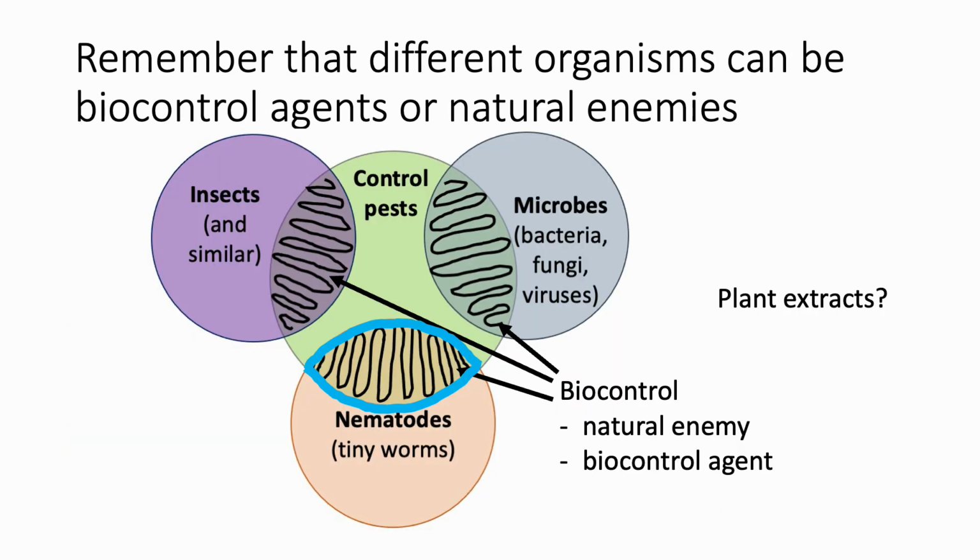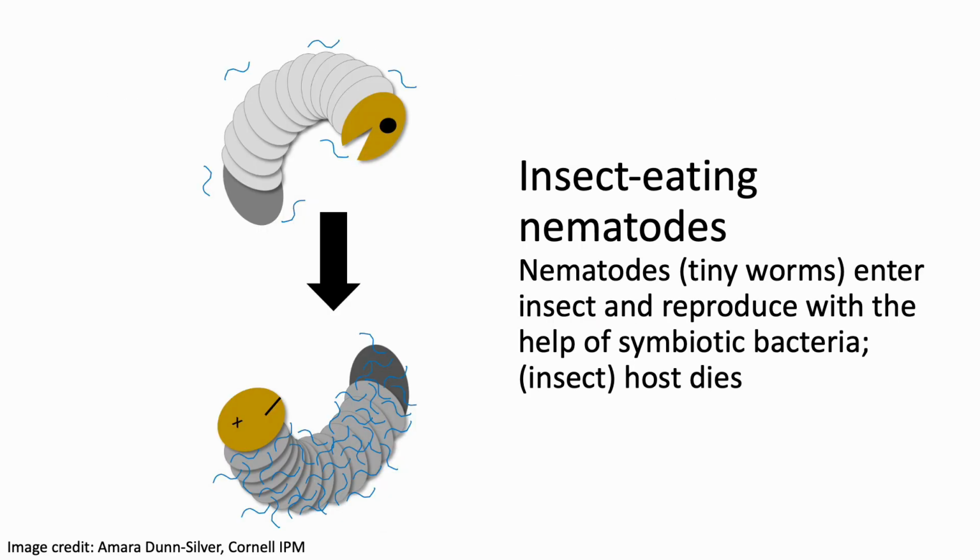Okay, we talked about insects and other arthropods as biocontrol agents. We're ready to move on to the nematodes. Some nematodes eat plants. These nematodes are pests, but biocontrol nematodes eat insects. Insect-eating nematodes have their very own mode of action. These tiny worms get into an insect through natural openings in the insect's body, like those used by the insect to breathe. The nematodes multiply within the insect, and with the help of symbiotic bacteria living inside of them, the nematodes eventually kill the insect host.